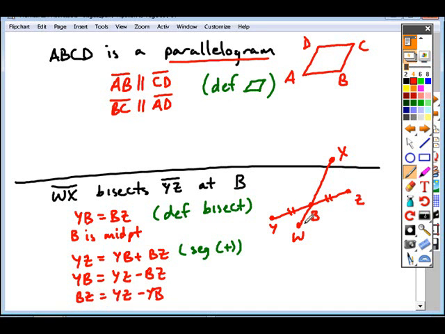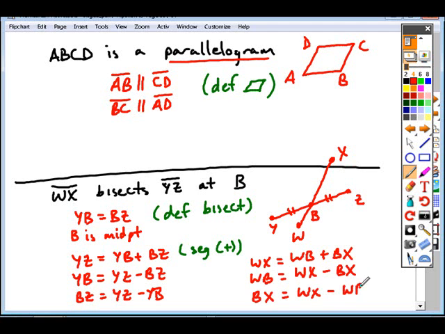Okay, we can do the same thing with the W, B, and X. The only other relationships that we have here is that WX, the whole, is equal to the sum of the parts, WB plus BX. The part WB is equal to the whole WX minus the other part BX. And then the part BX is equal to the whole WX minus the other part WB. Once again, that's all part of segment addition. Okay, but those are the specific relationships that you should be able to derive based on that given statement.